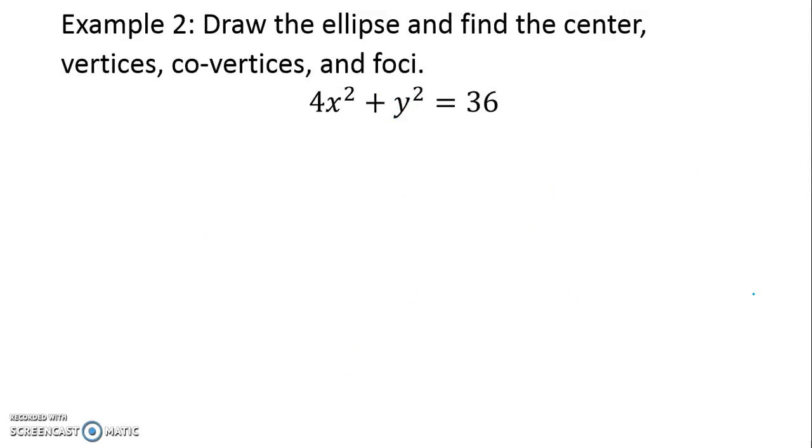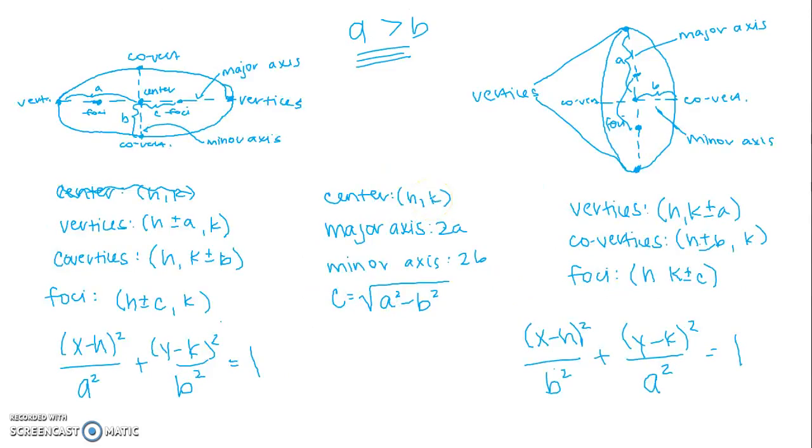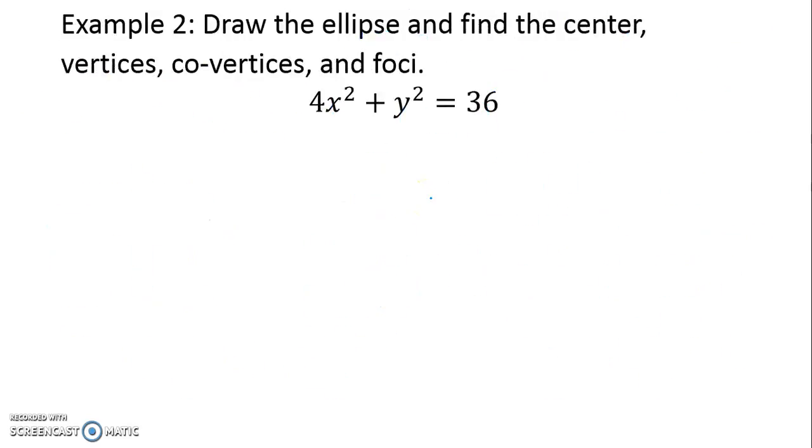Draw the ellipse and find the center, vertices, co-vertices, and foci. So I know that from both of my equations, when I looked back at this, they were both equal to 1 every time, so I need this to be equal to 1. So I'm going to divide everything by 36. So I have x squared, 4 over 36 would become 9 in the denominator, plus y squared would just be 1 over 36 equals 1.